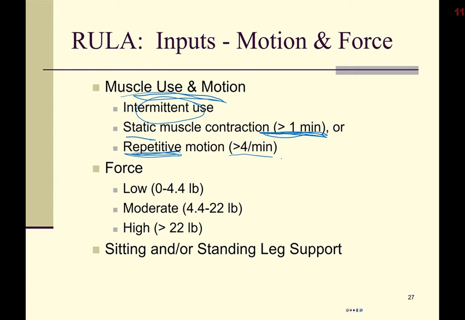Repetitive motion is greater than 4 per minute, so it's a fairly low repetition rate, but this is the definition this particular tool uses. Force will be the muscular effort, and this is external effort, is it low, moderate or high? So low is less than 4.4 pounds, high is greater than 22. And then overall gross body posture, looking at sitting and or standing, and then are you balanced, unbalanced? Do you have leg support?